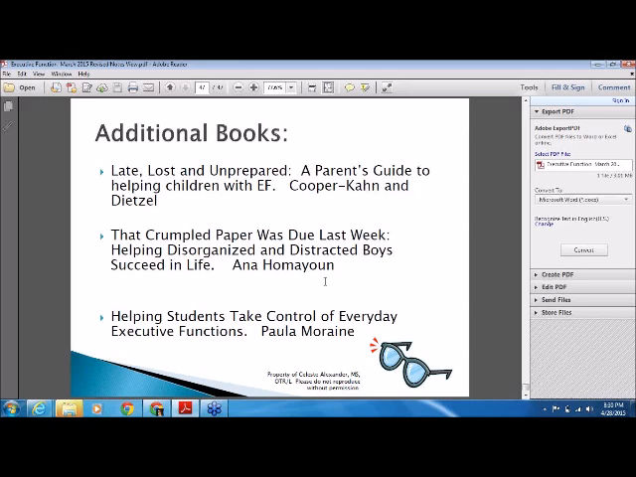I love the titles. Late, Lost, and Unprepared. That sounds like my life, half of the time. A Parent's Guide to Helping Children with Executive Function. The Crumpled Paper Was Due Last Week: Helping Disorganized and Distracted Boys and Girls Succeed in Life. Helping students take control of everyday executive functions. So you'll have these in the PowerPoint. I think they're great additional resources that you can have.